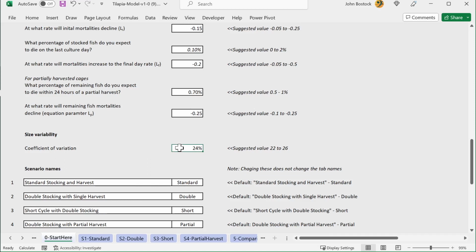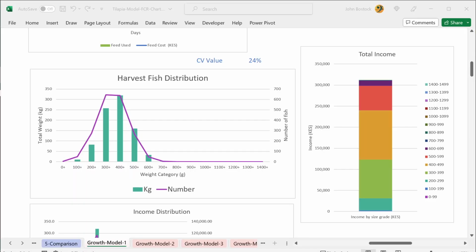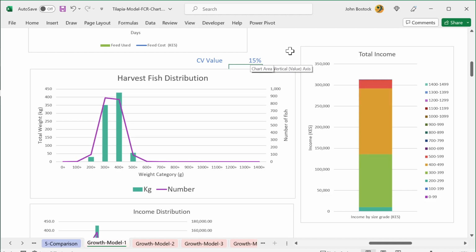CV is calculated as standard deviation divided by the mean and is usually expressed as a percentage. You can find this number for your typical harvests by individually weighing a large sample of fish and recording the weights in a column in Excel. You can then use the built-in Excel formulas to find the mean of the numbers and the standard deviation.